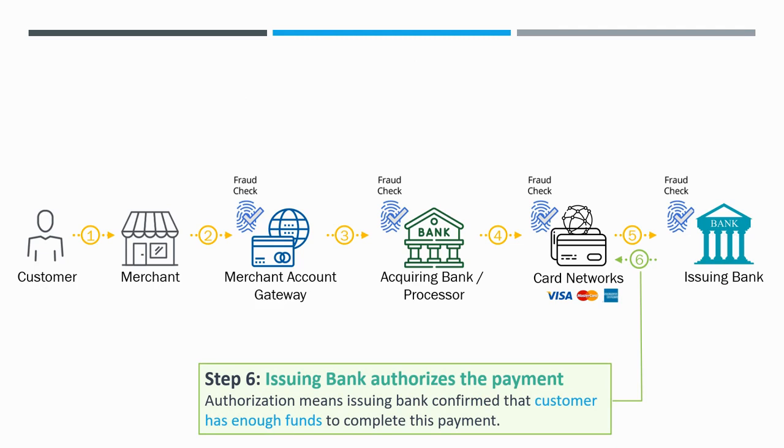Once the issuing bank receives the authorization request from the card network, it reviews the customer's account to confirm whether they have enough funds to complete the payment. If the available balance is sufficient, the issuing bank authorizes the payment. Authorization in this context means that the issuing bank has confirmed that the customer has enough funds to complete the payment. This confirmation allows the payment to proceed, and the funds are transferred from the customer's account to the merchant's account.